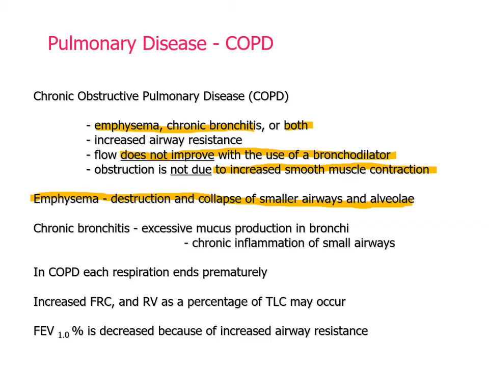In these kinds of diseases, emphysema or chronic bronchitis, the respiration ends prematurely. In other words, you're not breathing in quite as much, you're not breathing out quite as much. There's an increase in these, but I wouldn't worry too much about that. But one thing for certain is that FEV1 is decreased significantly in these kinds of chronic obstructive pulmonary diseases. Remember that FEV1 is also reduced significantly with asthma, but responds dramatically to the use of a bronchodilator.